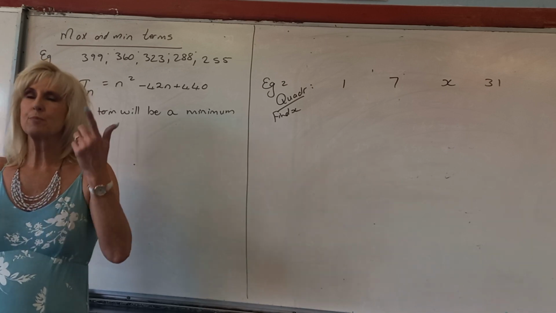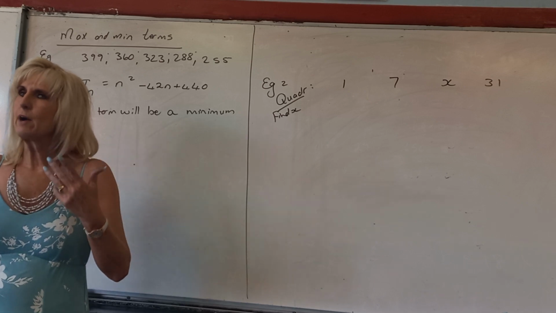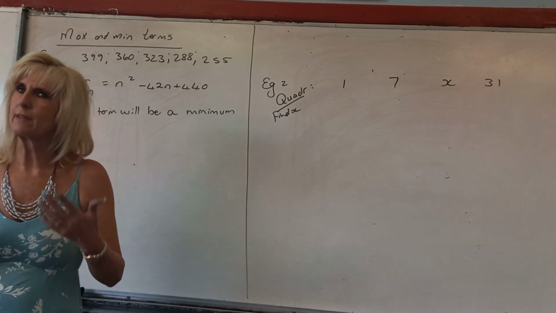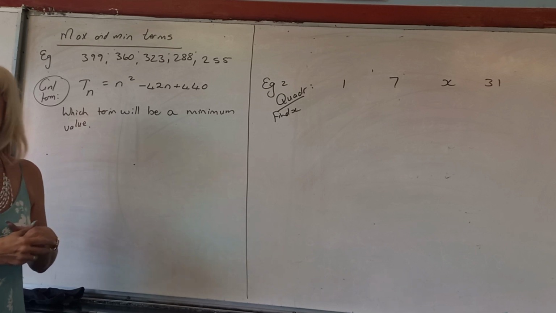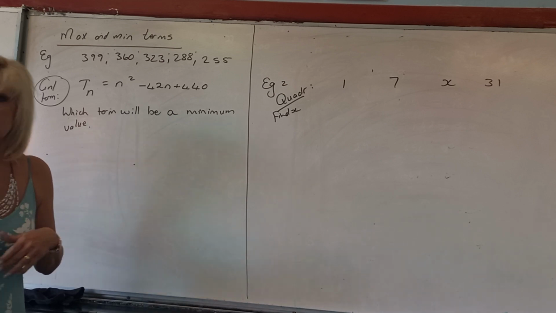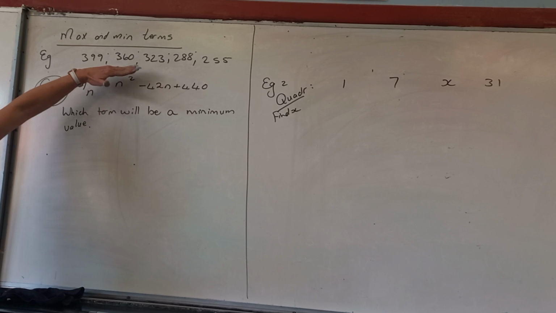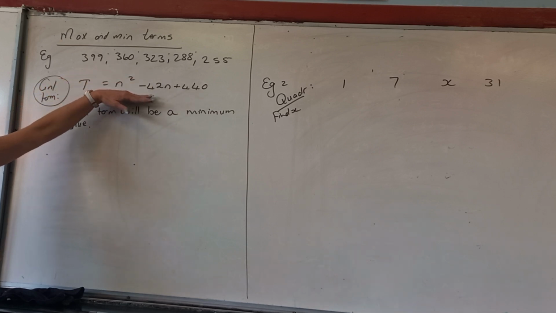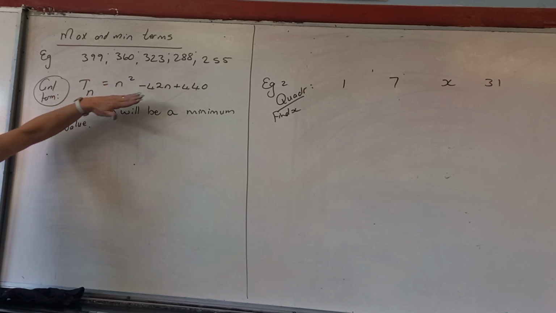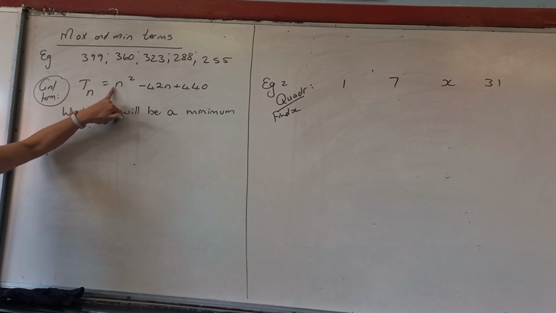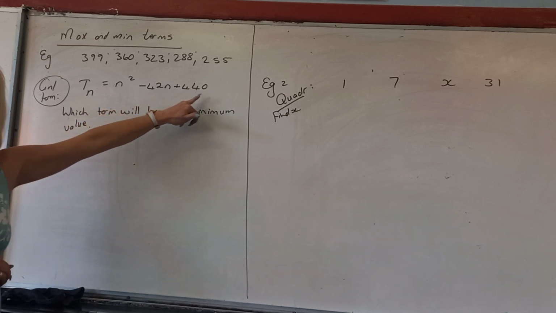So now back to parabolas. How do I find the maximum and the minimum value if I have a parabola? First of all, I didn't do the sum again. Please go and check yourself on this. Please go and find the general term. There it is. I checked, it was correct. The general term was n squared, so A was 1, B was negative 42, and C was 440.